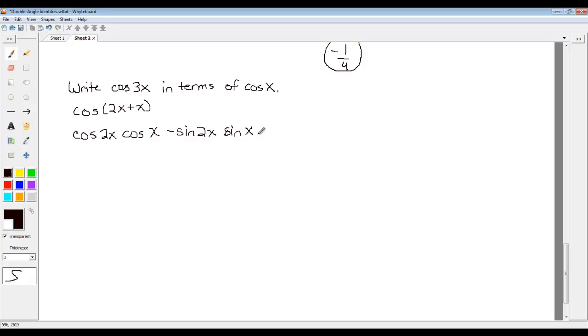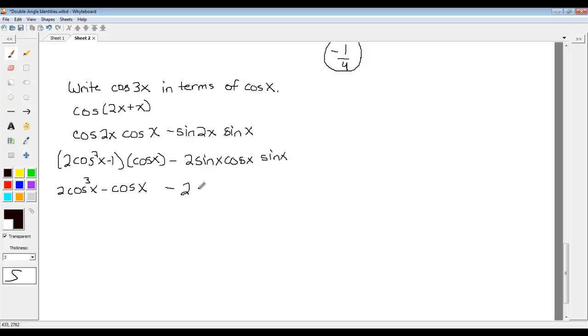Gotta get everything in terms of cosine x, so we gotta see how we can rewrite all this. Well, cosine 2x, we could use 2 cosine squared x minus 1. And then you still got cosine x there. If you go ahead and distribute, you get 2 cosine cubed x minus cosine x. And then sine 2x we know to be 2 sine x cosine x. And then you got that other sine x still sitting there. So basically you got minus 2 sine squared x cosine x.